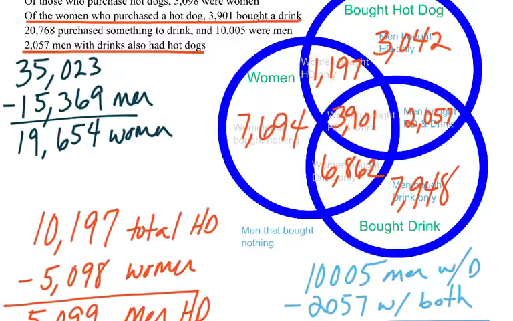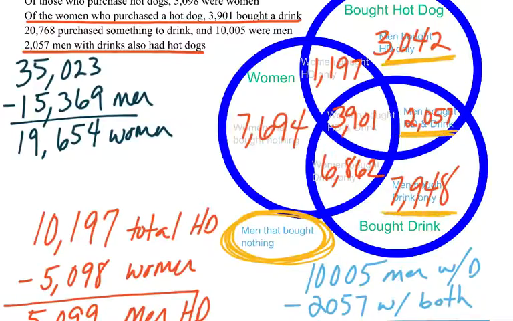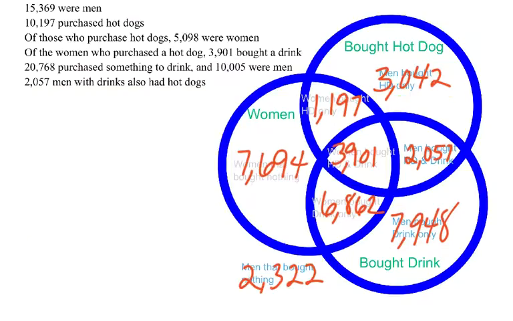And then lastly, you'll see it again. This is the last section outside of all three circles, men that bought nothing. Well, this is men that had only a hot dog, men that had both, and men that bought only a drink. So I can take the total number of men, which is right here, 15,369, and I can subtract the three sections that we know that are men to get men that bought nothing. And when you take the total number of men minus the three sections of men, you get 2,322 men that bought nothing.